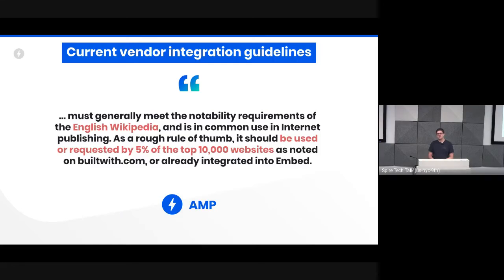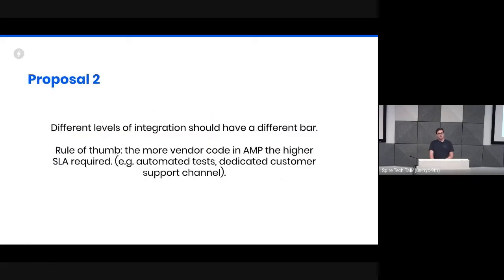It can be hard to measure, right? The 5% thing, especially. And are the current extensions currently evaluated against this rule? It's unclear to me. Also, is this fair? What about some hot new startup that wants to integrate with AMP? How do we know when they should? Do we try to guess their growth rate? It's unclear. So the gist of proposal 2 is that with these different levels of integration, we have different bars.